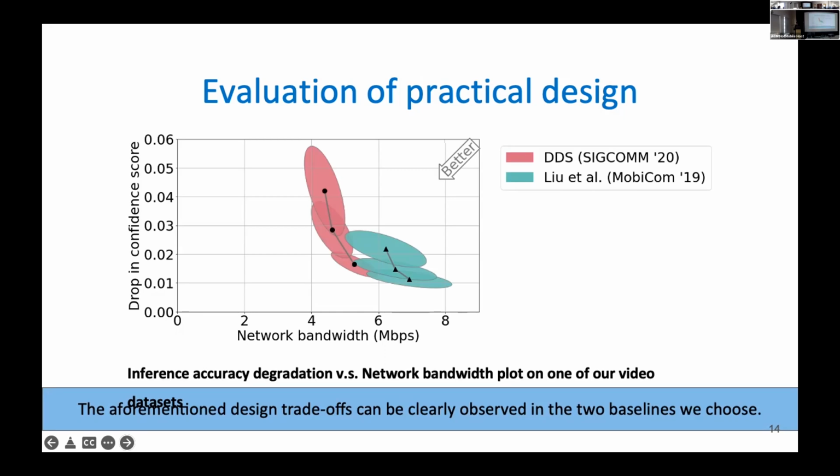Next, we run two existing baselines in the server-driven design paradigm and see how they work out. We can see that the aforementioned design trade-offs can be clearly observed from the performance plots of these two baselines. For example, when we send high-quality frames in the first phase for feedback extraction, we have accurate saliency values and thus less drop in confidence score on the y-axis. But the cost is that we have very large bandwidth usage.